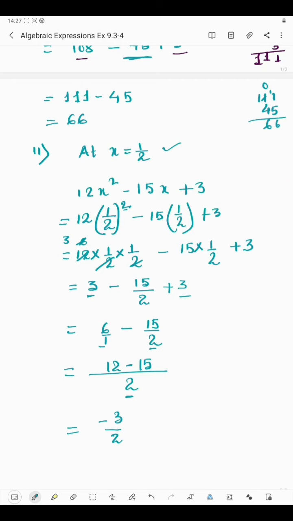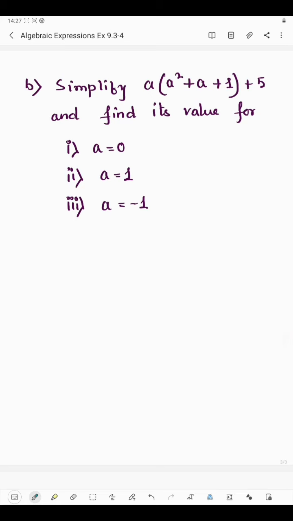Okay, now moving on to the next part. Now in the B part we have: simplify a multiplied by a square plus a plus 1, plus 5, and find its value for a equals 0, a equal to 1 and a equal to minus 1. So at first we need to simplify the expression a into a square plus a plus 1 and plus 5.